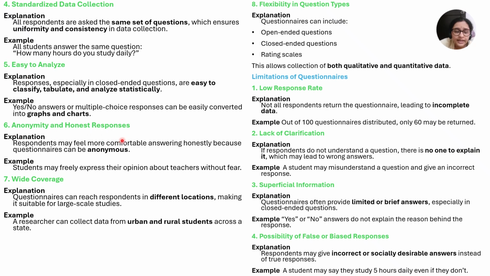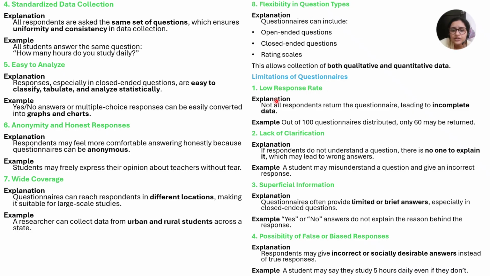And anonymity and honest responses. Anonymity is without knowing the person's details. The respondents may feel more comfortable answering the question honestly because the questionnaires are anonymous. They will not reveal the identity of the respondent. Wide coverage. They will cover a wide range of aspects. And flexibility. There is flexibility in the question types.